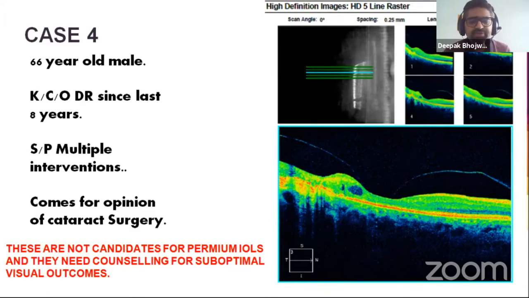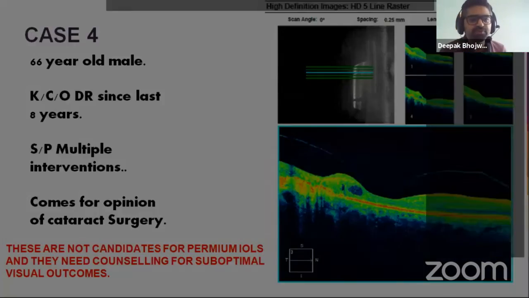If you are seeing a patient with a foveal atrophy, these are not the candidates for premium IOLs, and they should be counseled for real-world visual expectations. They should not be expecting a miracle after cataract surgery, because whenever you plan a cataract surgery, you have to see the vision potential of the patient. For assessing the visual potential, you have to see the optic disc and the macula also.